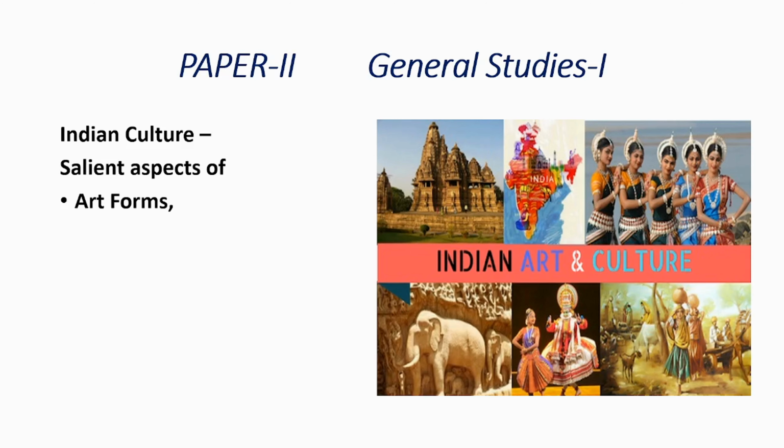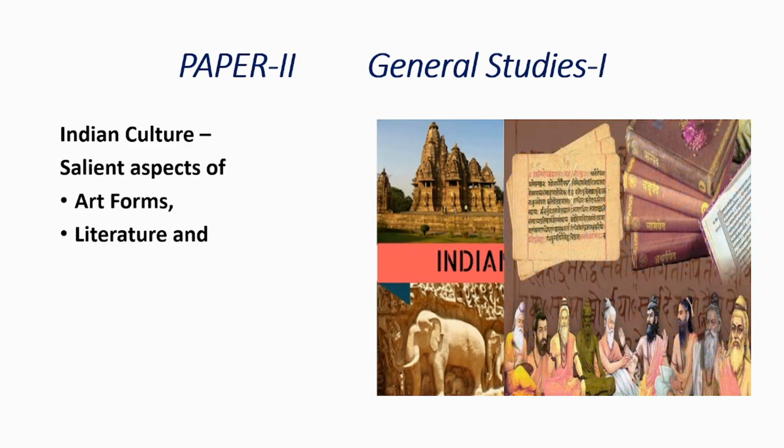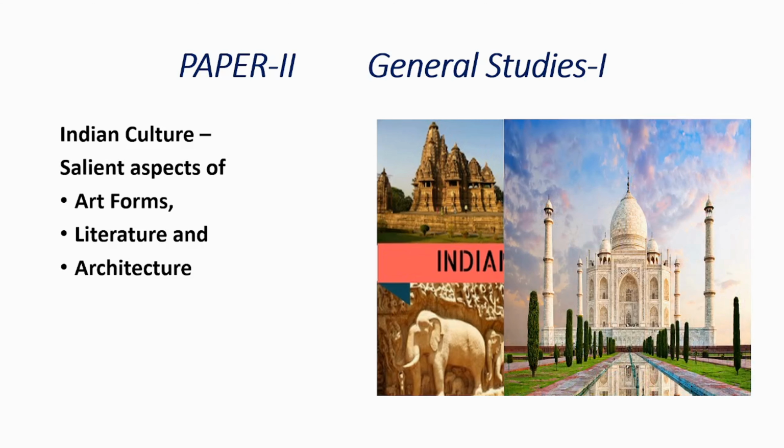So what are art forms? Art forms are those which are entertaining to the people, like dance, singing, painting. These are art forms. Next, literature. What is literature? Those written books, ancient scripts. These are the literature of India. So the Vedas, Dharma Shastras, Kautilya's Arthashastra, all of these are Indian literature. Architecture. What is architecture? The temples we have, the buildings we have built, the sculptures, all of these are our architecture.